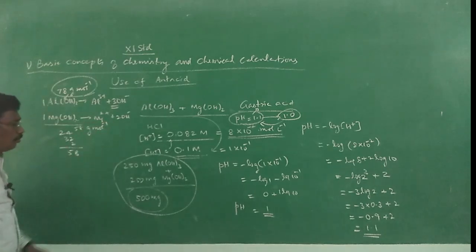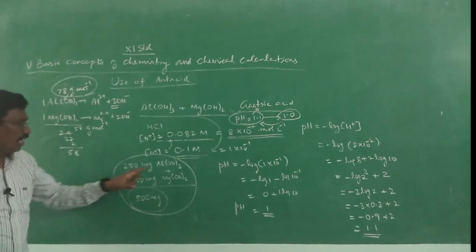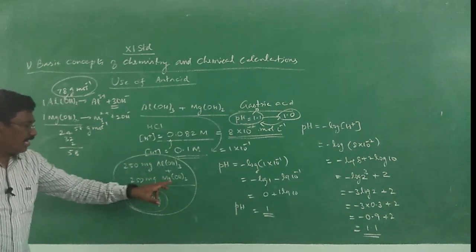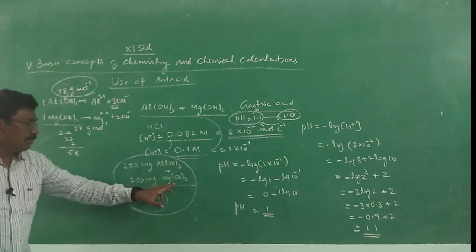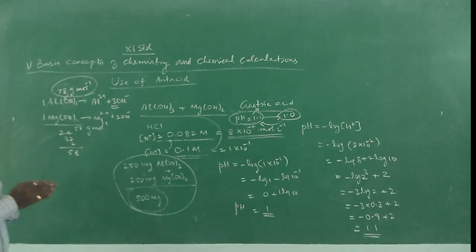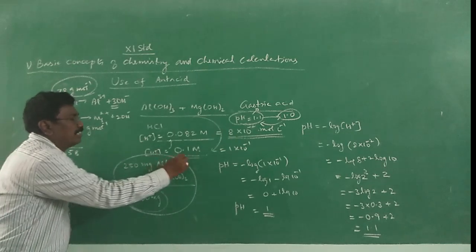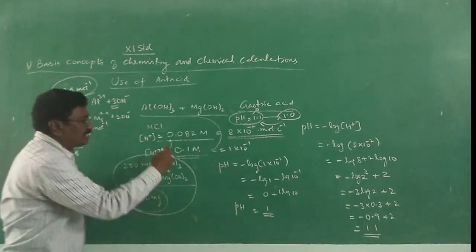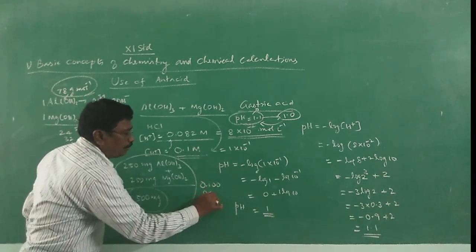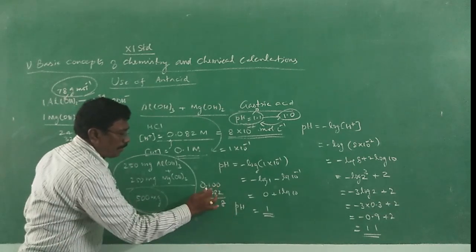So we should find out how many moles of hydroxide ions are available from 250 milligram of aluminum hydroxide and how many moles of hydroxide ions are available from 250 mg of magnesium hydroxide. If we sum up, those much of hydroxide ions neutralize a part of hydrogen ion. How much has to be neutralized? The excess. What is the excess? It now reached 0.1 and actually it should be 0.082. So the difference is 0.018.